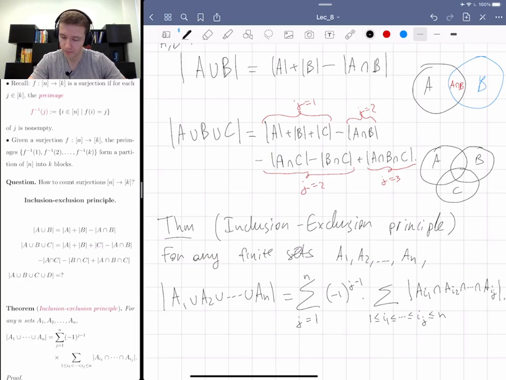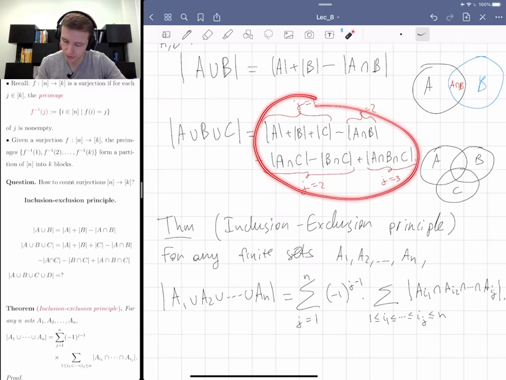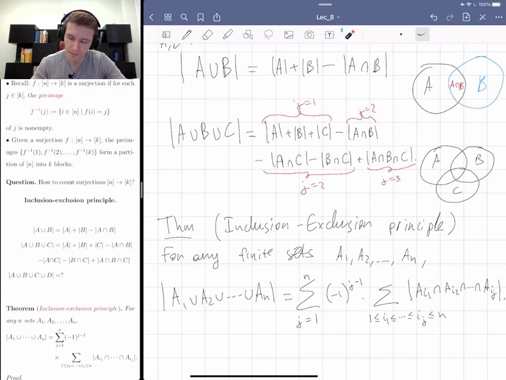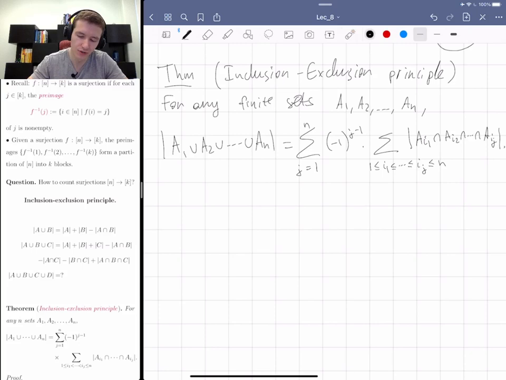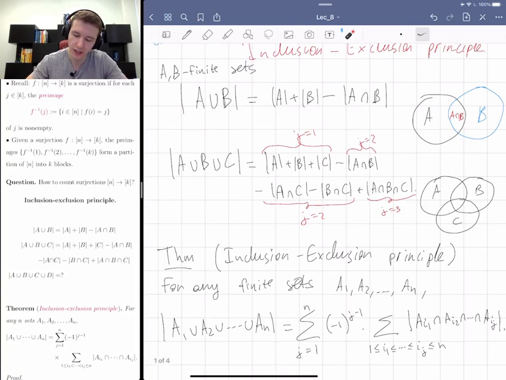Right. So for N equals 2, we get this formula. For N equals 3, we get the next formula, and so on. So it's basically a sum of terms, something like a power of 2. But you can't just say, okay, it's true because we looked at examples for N equals 2 and 3. You have to actually prove it.